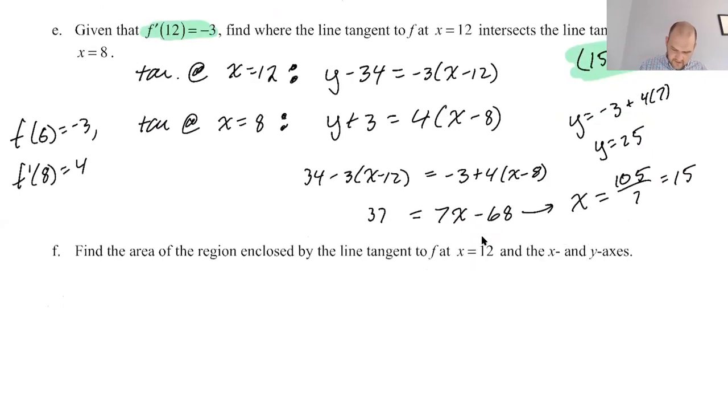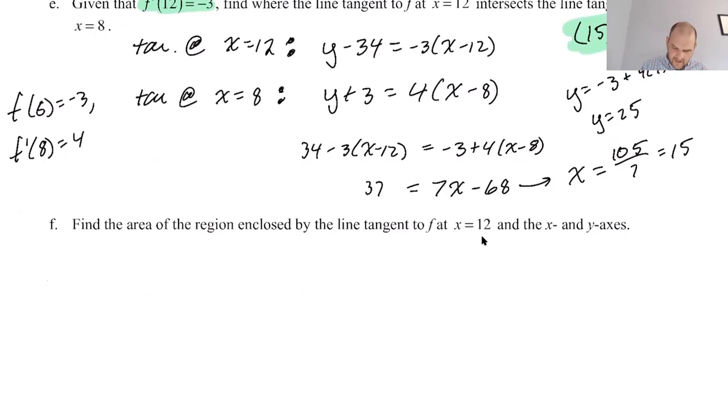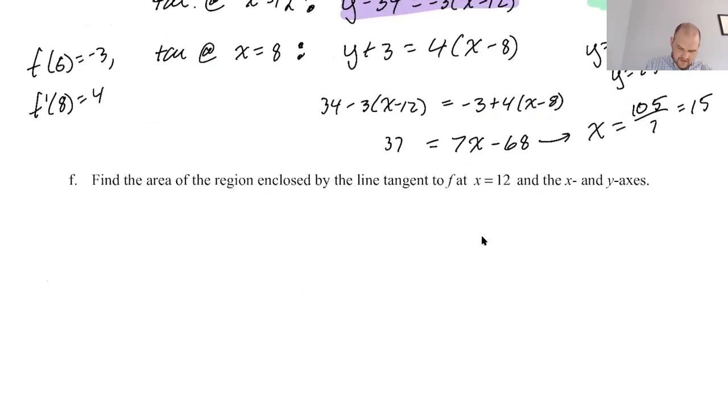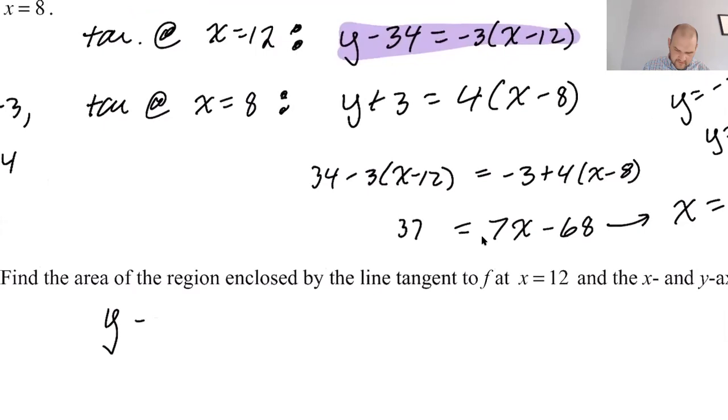Find the area of the region enclosed by the line tangent to f at 12 and the x and y axes. So the tangent at 12, we have, that's this. And the x and y axes. Okay, so let's rewrite this in point slope form. Point slope? No, slope intercept. You know, I use point slope so often that it's my go-to name for a line. So this will be -3x, and then it's plus 36 plus 34, plus 70.